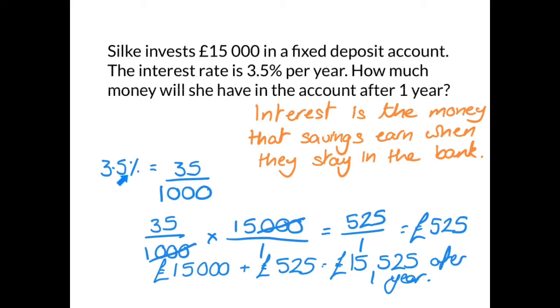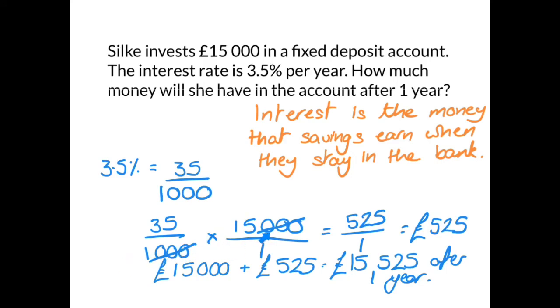If you prefer to work it out with the fraction method, you need to bear in mind that 3.5% cannot be written as a fraction over 100. So we need to write it as a fraction over 1,000, 35 thousandths. We then need to multiply this by 15,000. So we've got 35 thousandths multiplied by 15,000 over 1.